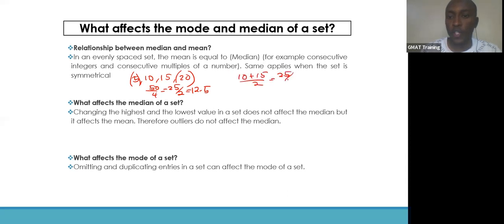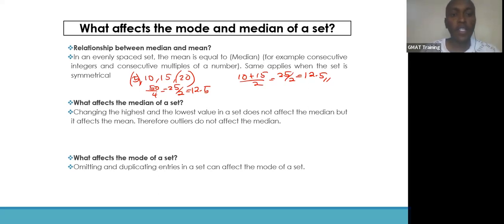This is 25 divided by 2, and this is 12.5. As you can see, the mean equals the median. Same applies when the set is symmetrical. We mentioned this in a previous video. If you don't recall it, please go to the description box below, find the link and watch the video.